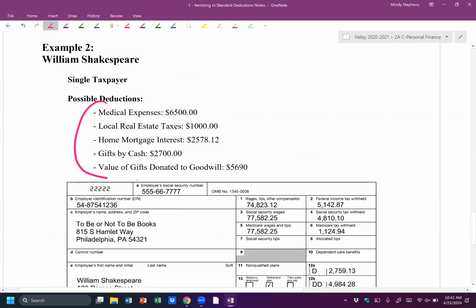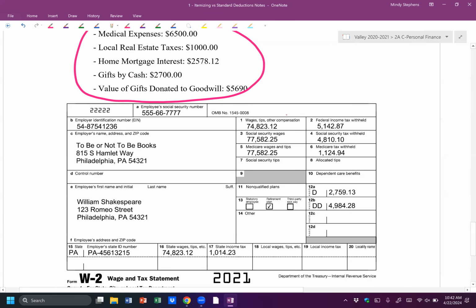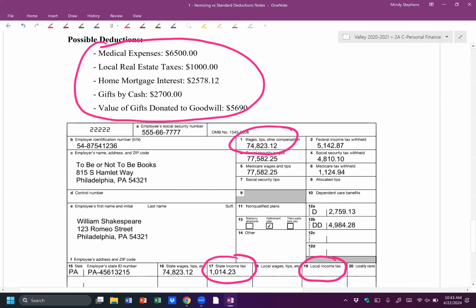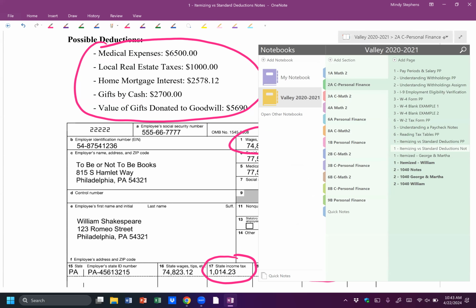Again, these are the possible deductions. Remember, circle box 1, circle box 17, and circle box 19. Those are the places you're looking. If it is not in one of those places that I have circled, you will put 0. So circle all that stuff on your form or on the information sheet, including the three boxes, so you remember exactly where we're looking. So let's go to their form.